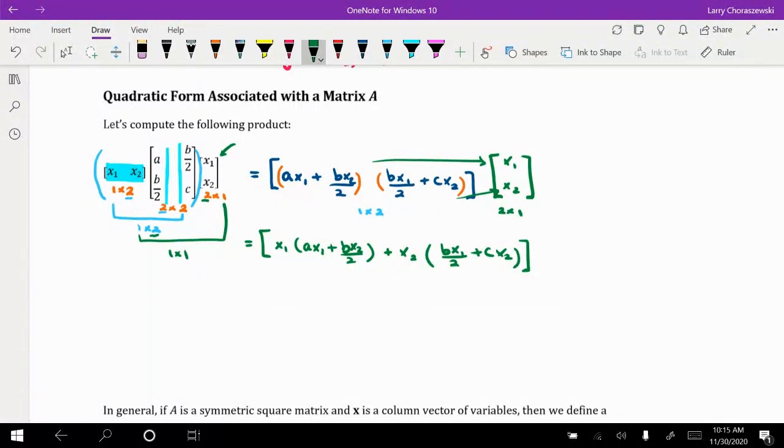What I'd like you folks to do is take the next minute or so to simplify everything. Start by distributing what's in front of the parentheses, and then if there are any like terms, go ahead and combine them. And you can also remove the brackets at this point because it's a 1 by 1. All right, so go ahead and simplify this as far down as possible. And after a minute or so, I'll jump back in and we'll go over the results.